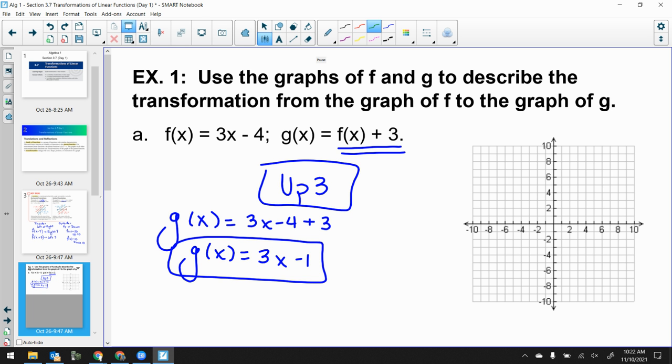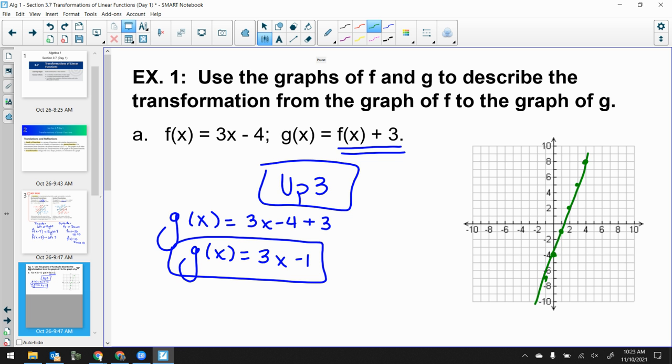So like f of x is 3x minus 4. So I'm going to put this in green. Y-intercept of negative 4, slope of 3. I'm just assuming that we know how to do that now. Rise 3, run 1. Rise 3, run 1. And so on.